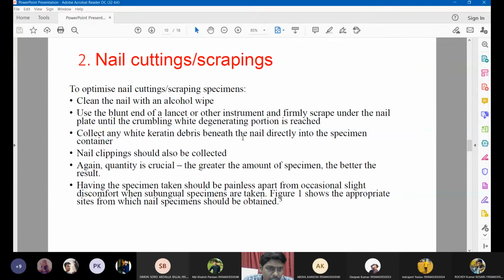Then nail clippings should also be collected. Nail clippings means with the help of your nail cutter, you cut your nails into small pieces. Those pieces are called clippings. And again, as I said, quantity matters a lot. The greater the quantity, the better the results. So always try to collect the maximum amount of sample from the patient. These samples can be directly observed under the microscope with the help of KOH. They can be kept either on a glass slide or in a petri dish. So this is how you can collect the nail samples.